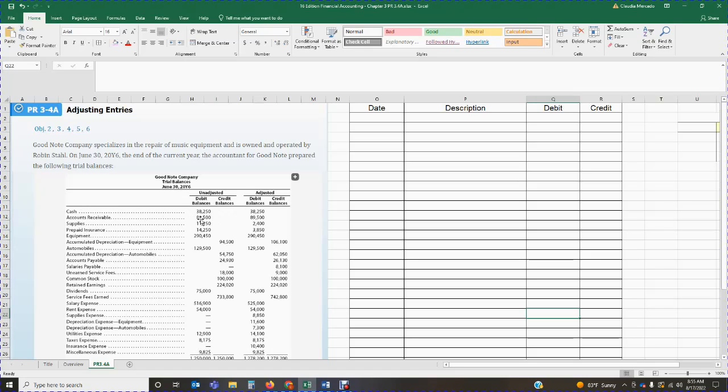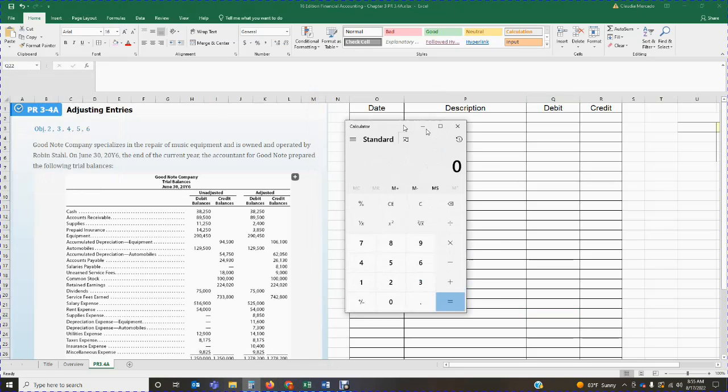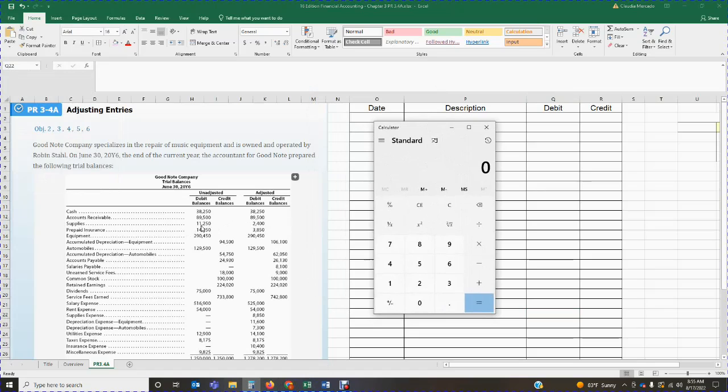Accounts receivable stayed the same, 89.5. That we don't have to worry about. Let's look at supplies. Supplies says that we started off, let's get our magical calculators out, okay? So supplies says that we started with 11,250 and we ended up with a balance of 2,400. So what does that mean? That means that during the period of June, we used up $8,850 of supplies. So our supplies balance decreased from 11,250 to 2,400.